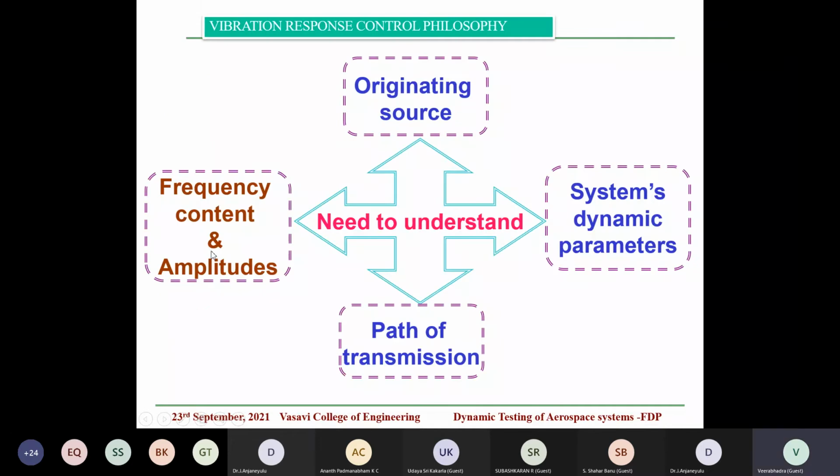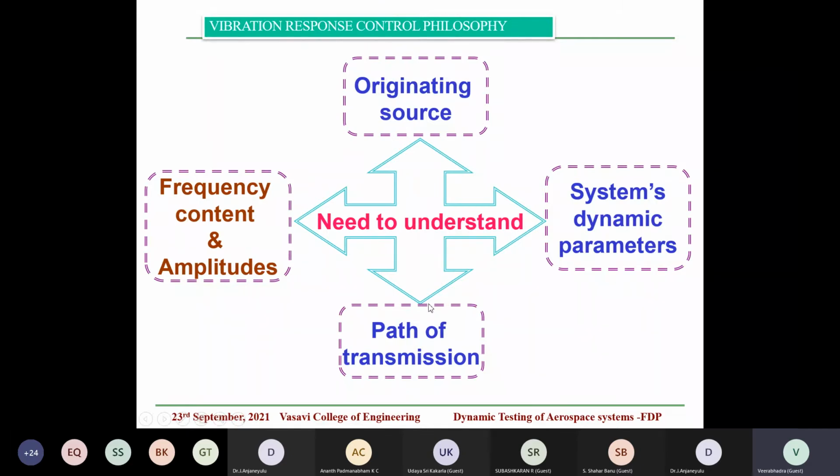So while we need to control the input vibration or say response vibration, we need to understand this. Where is the originating source? What are the frequency content and amplitude of that vibration input? And also how is the system dynamic characters and what is the path of transmission? If we know all of these, we can choose the appropriate philosophy to reduce.